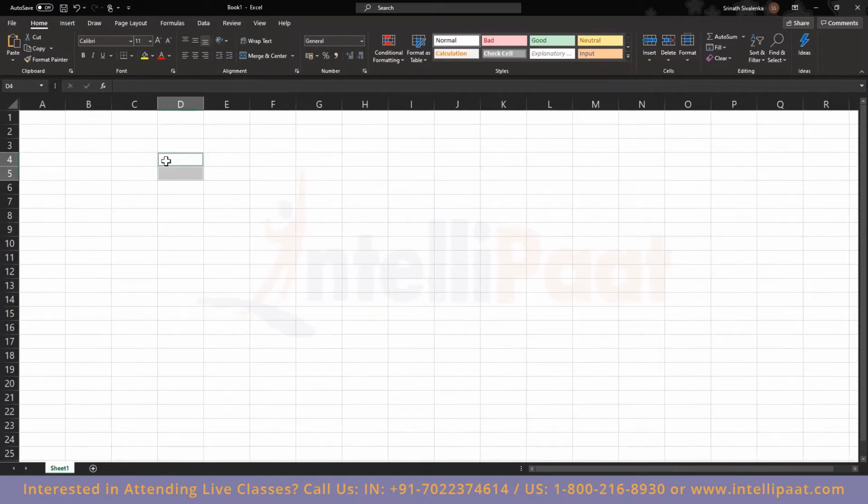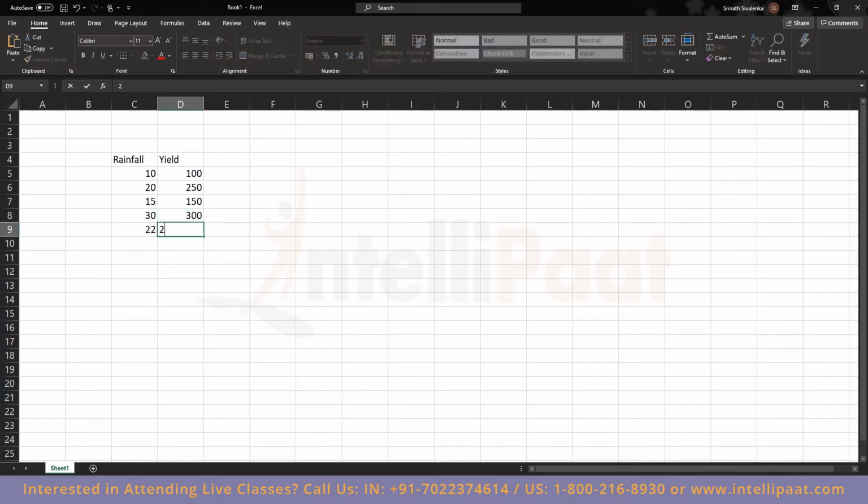Let's say this is yield, this is rainfall, and let's say 10, 20, 15, 30, 22. Let's take 5 data points for the moment. And yield is, let's say, 100, I don't know, 150. I've just taken the numbers a little differently for the moment, but 150. And then let's say we have 300, and let's say 250. Let's say these are the values that I have currently.